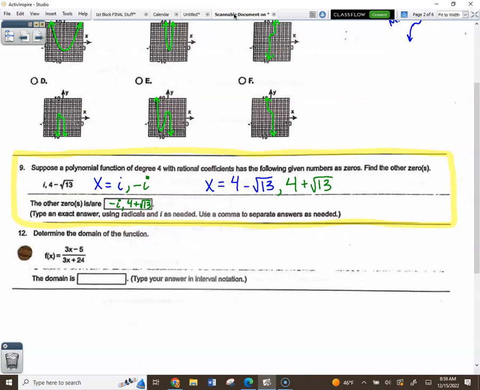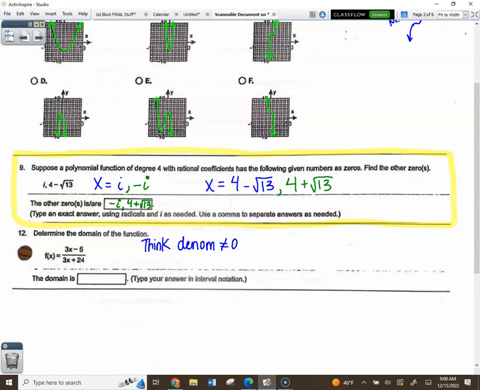Question 12. Determine the domain of the function. Remember, domain means tell me what's allowed to be plugged in, or tell me what's not allowed to be plugged in. Well, it's a fraction. What's the rule in math with fractions? You cannot have a 0 in the bottom. The denominator cannot be 0, right? This is what you need to think. Okay, denominator cannot be 0.